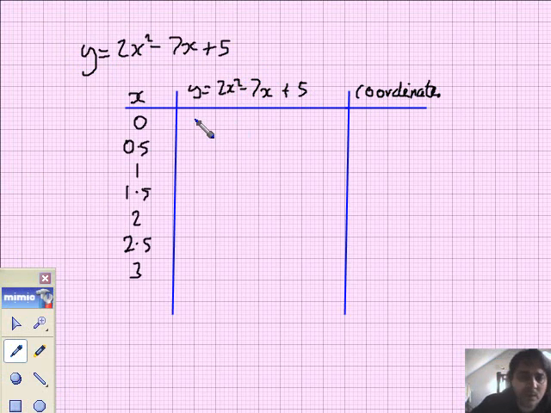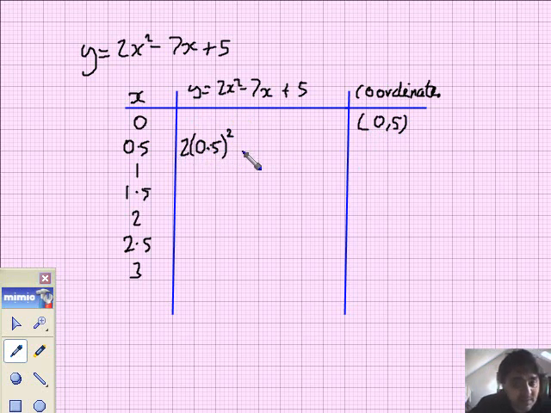So here I go. Well, if I put 0 in there and 0 in there, nothing plus 5 is 5. So I've got the point 0, 5 straight away. Now I've got to put 0.5s in here. So here I go. 2 lots of 0.5, or rather 0.5 squared, then times it by 2. Then take away 7 lots of 0.5, and then add 5. Let's see what I get. Let's use my machine. I will use it this time.